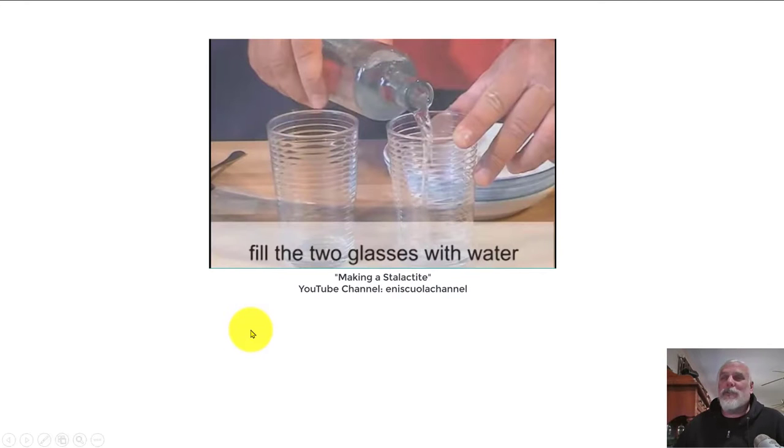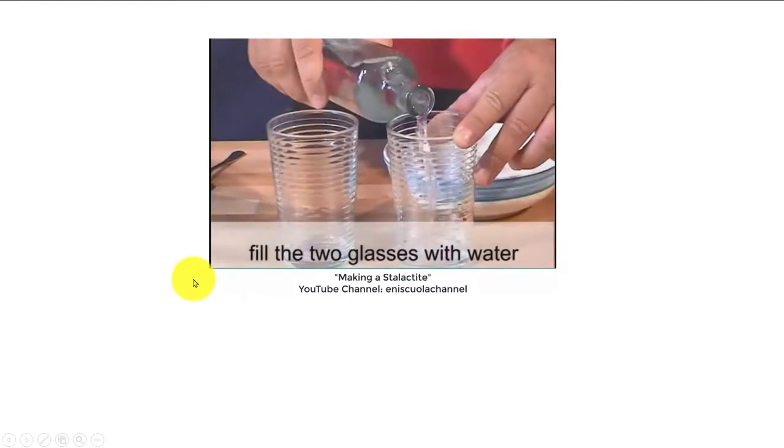This is a video clip that shows a model of how stalactites form. So you know about stalactites. Those are the rock formations that hang from the top of the ceilings of caves. Stalagmites grow from bottom to top. Stalactites grow from top to bottom. This is done with water.